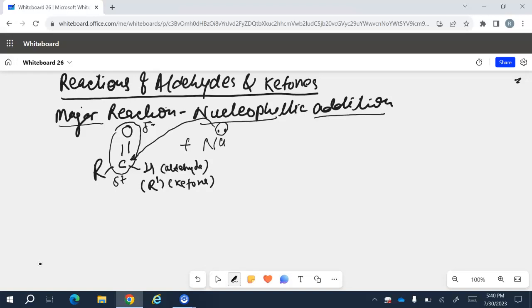Once it attacks, the pi bond from the C double bond O will then move as the negative charge on the oxygen. So the result is R C now becomes single bond O with a negative, and it has hydrogen for an aldehyde or R prime for a ketone. Now here, on the carbon, the nucleophile Nu is attached.